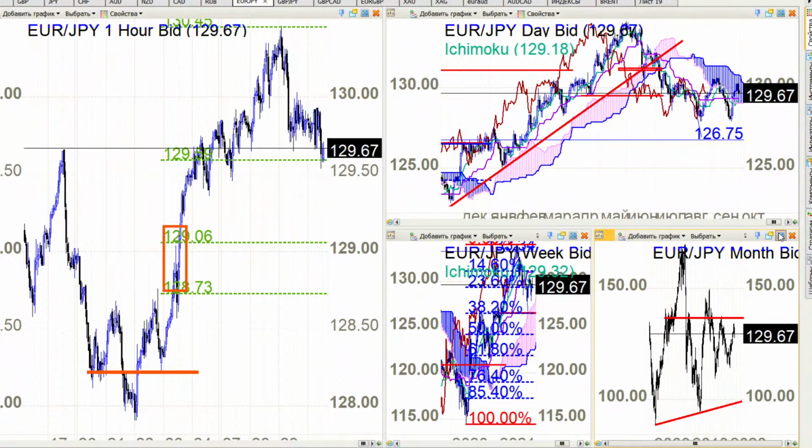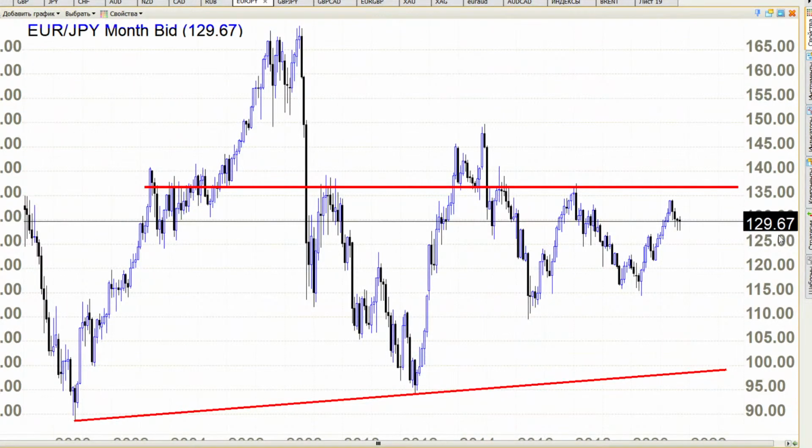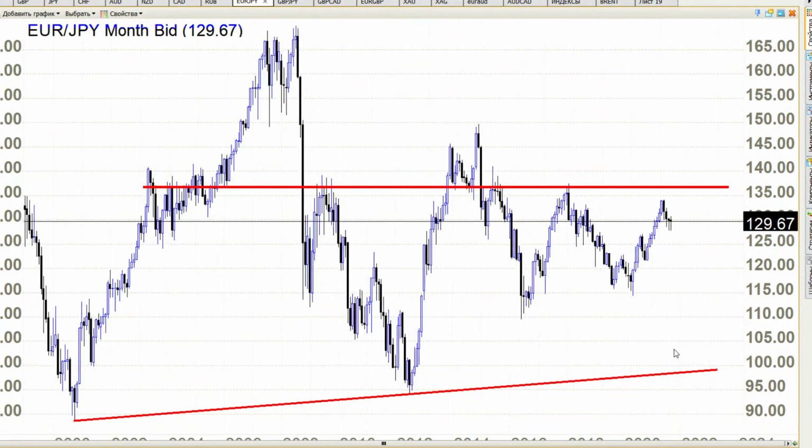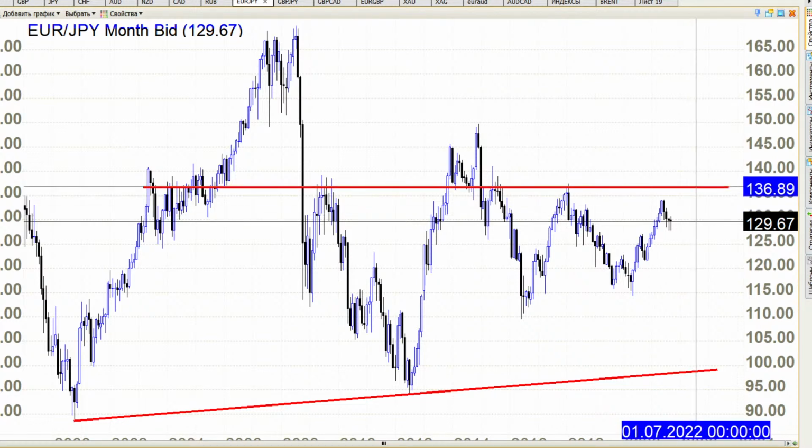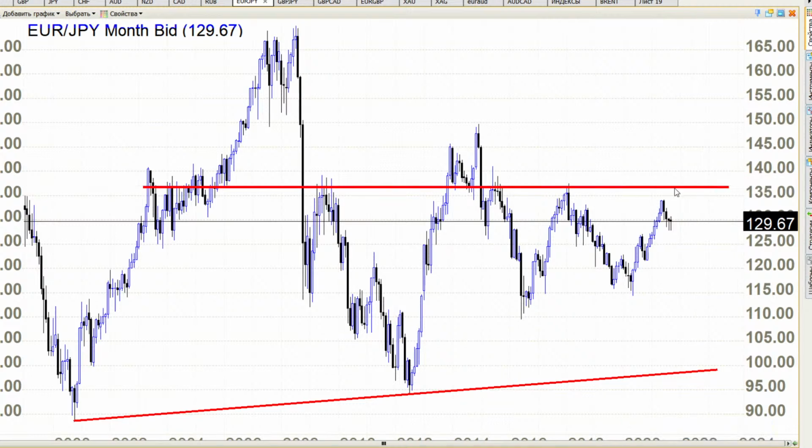Well, let's go to the monthly chart. Euro Japanese yen. Why do I go to the monthly chart? Because you can see what's up with the market on a long-term basis. And look, this is the level of resistance around 137. This is the level of resistance.